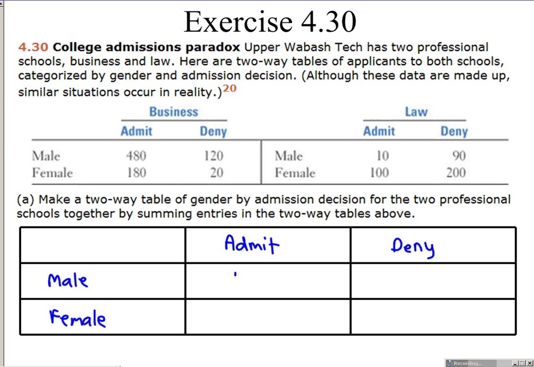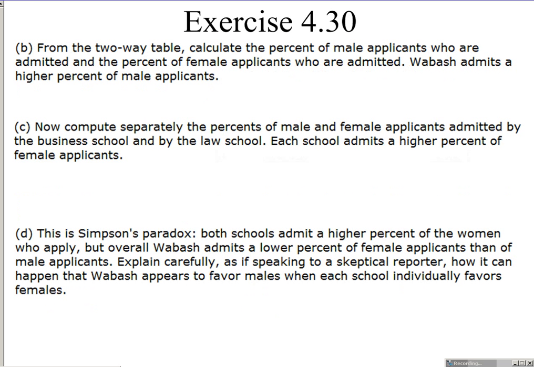How many males total were admitted? Well, add them up. There were 490. How many males were denied? Add those up, 210. How many females were admitted? 280. How many females were denied? 220. So there's our two-way table when we combine that data.